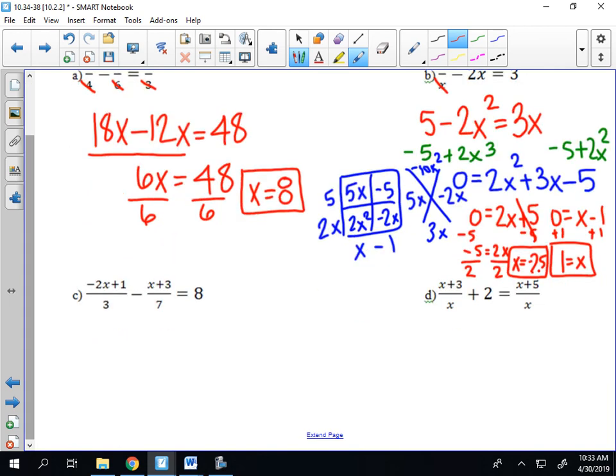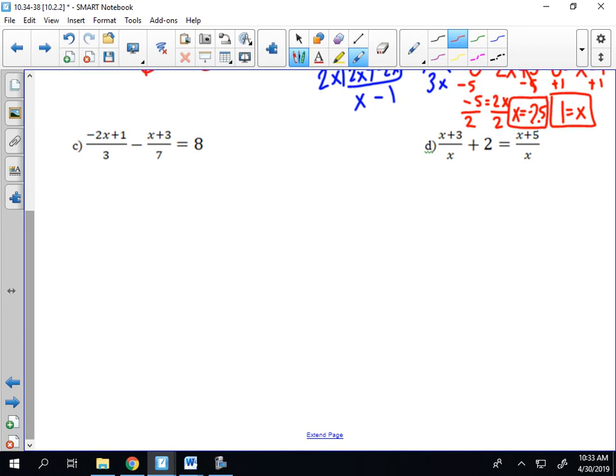Okay, letter C. Letter C looks scary, but let's just get rid of the fractions first. So I want to multiply the whole thing by 3 and 7. Multiply the whole thing by 3 and 7, and multiply this by 3 and 7. So let's delete our pairs. So 3 divided by 3 is 1. 7 divided by 7 is 1. And over here I don't have a denominator, so I don't get to divide anything.